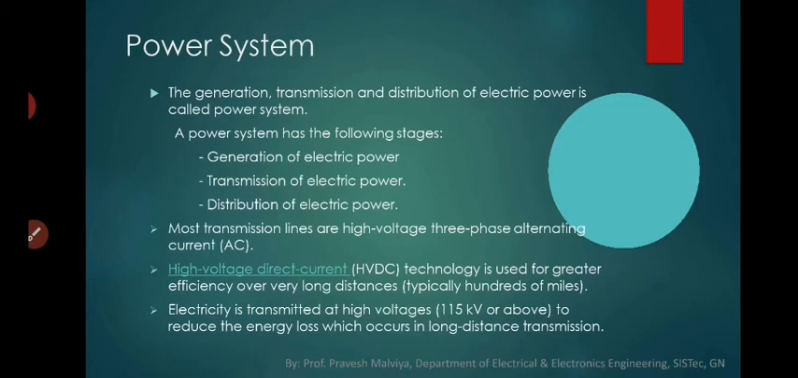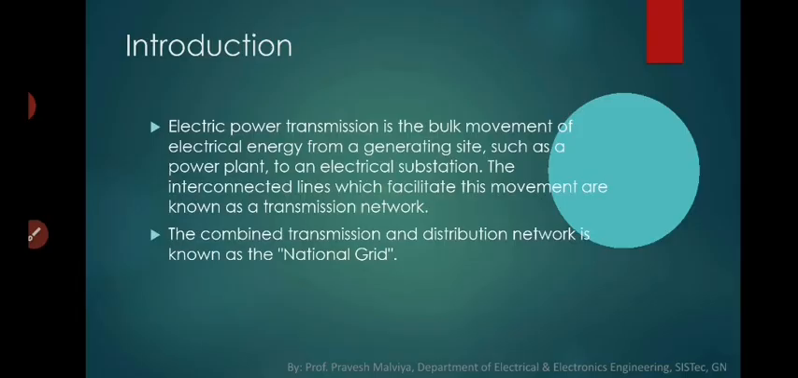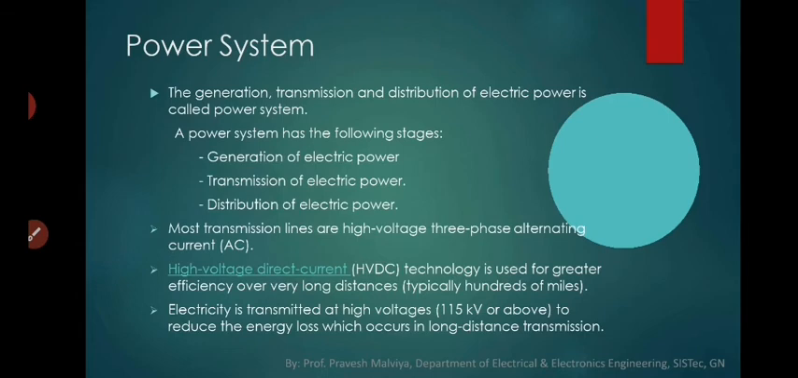We know that generation, transmission and distribution are the three basic elements of the electric power system, and most transmission lines are high voltage three phase AC type. While traveling, we must have seen huge towers on the road. Those are high tension, extra high voltage towers that carry three phase high tension lines.